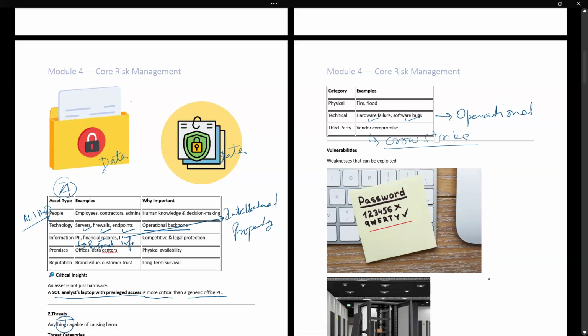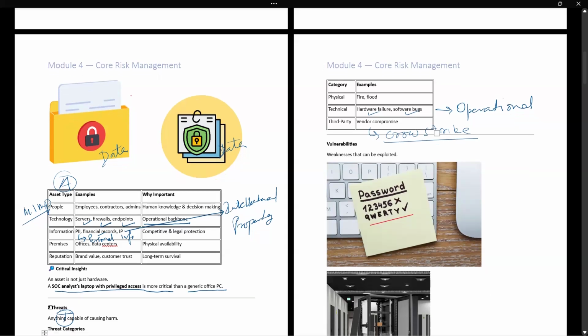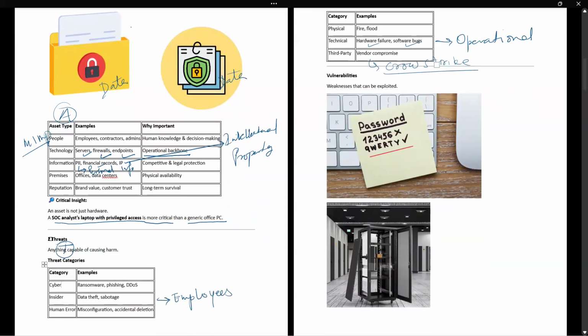Then after assets, we discussed threats. Now let's discuss vulnerabilities. So vulnerabilities are the weakness. Now if you look at the picture, usually we just set the password very simple to remember. We don't want to remember a very complex password. So these passwords can be guessed by anybody, or can be simply cracked by systems within seconds.